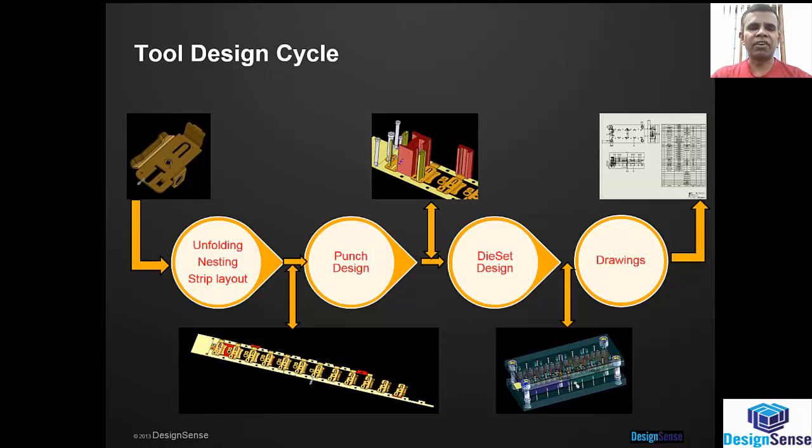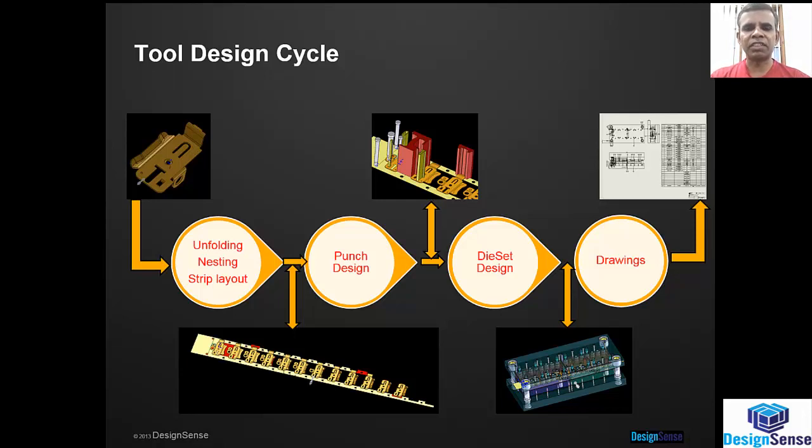Now, this is a typical cycle a tool designer goes through. On receiving the component to be manufactured, the first thing he does is to unfold the component, followed by nesting, which will lay out the unfolded part in a way to reduce wastage, followed by a strip layout wherein you decide which station does what operations. Now, this normally is followed by punch design for each station, and from then on the designer shifts to die set design. From the die set design it goes to the drawing generation.